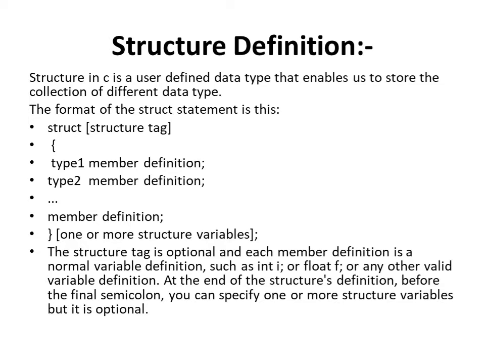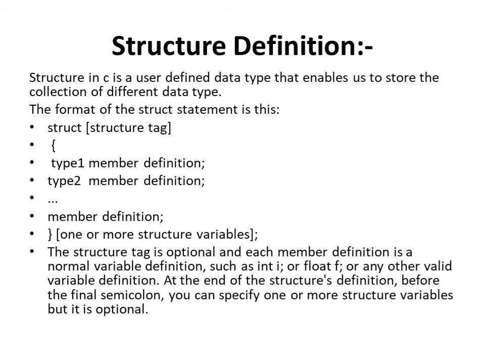Next, adjacent to it, there is a structure tag. The tag name is the name of the structure. Next, type 1, type 2, and so on. These are the data types which can be used. These member 1, member 2 are called members of the structure. They are also called fields of the structure.